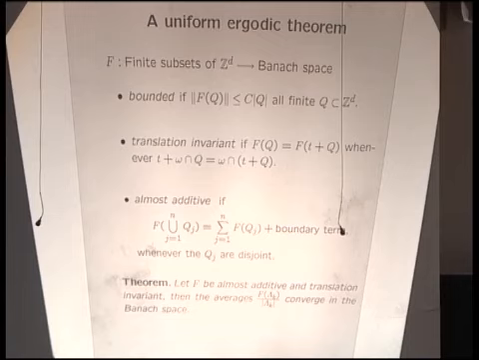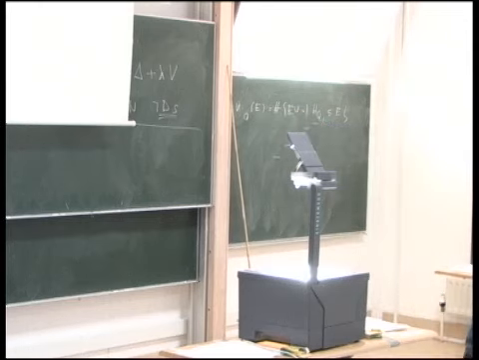Then the average f(λ_k)/λ_k converges in the Banach space. Now you may wonder, okay, so what has this to do with what we did? Well, the answer is the following. If you look at these functions here, these distribution functions, they are members of a Banach space, namely the Banach space of right continuous bounded functions on R.